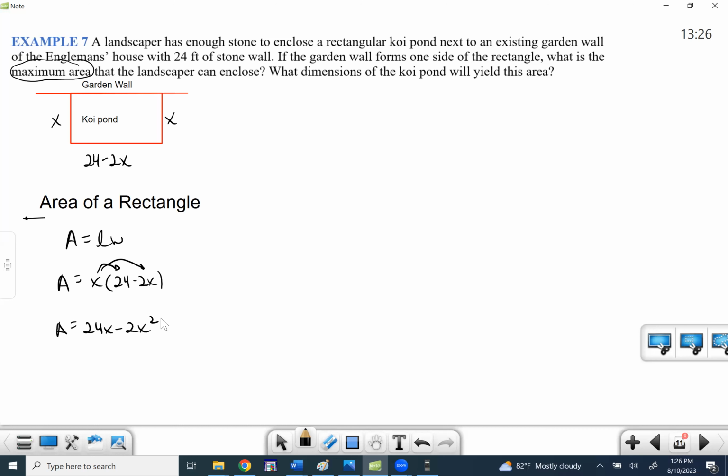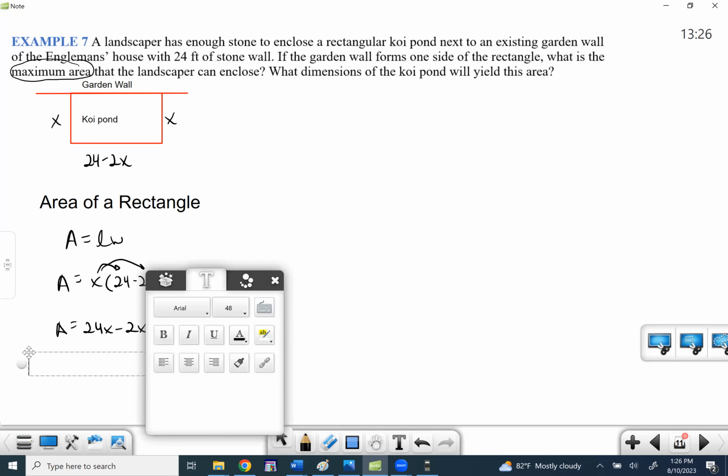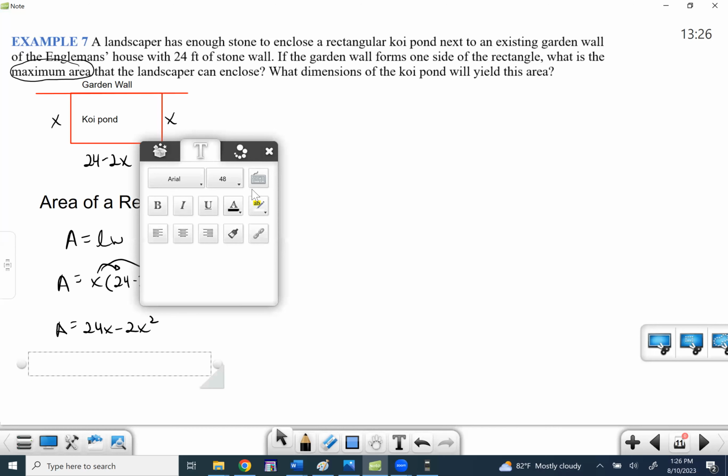So this is a formula for the area. Now, we want to know what the maximum area is. And let's think about that. Since we want the maximum area, we're really finding the vertex. You know what, let's think before I go to typing, okay?